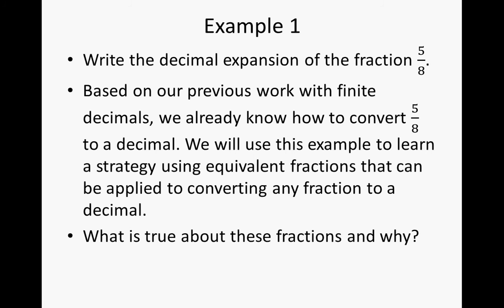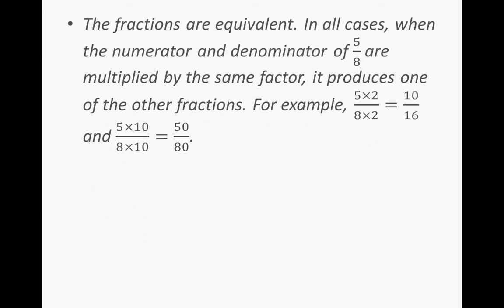So what is true about these fractions and why? Well, 5/8 is the same as 10/16, which is the same as 50 over 80. The fractions are equivalent. In all cases, when the numerator and denominator of 5/8 are multiplied by the same factor, it produces one of the other fractions. For example, 5 times 2 is 10 over 8 times 2, which is 16. And 5 times 10 is 50 over 8 times 10, which is 80.